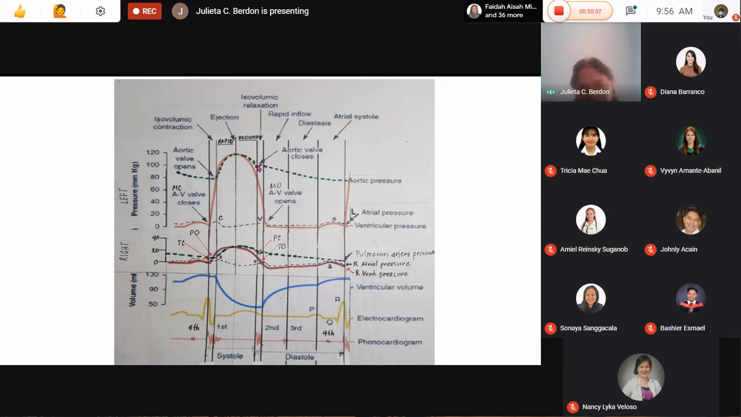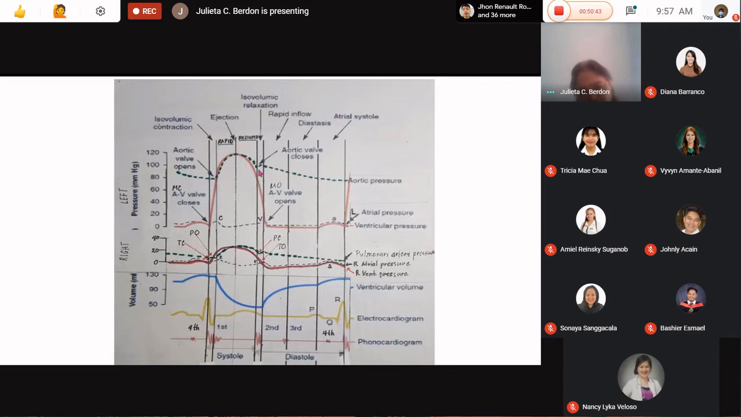So now once again, all the valves are closed. Remember, your AV valve, your mitral valve, is closed here, and now your aortic valve is also closed here. So therefore, all the valves are closed during this next phase, which is your isovolumetric relaxation phase, the equivalent of your isovolumetric contraction. This one is isovolumetric relaxation.